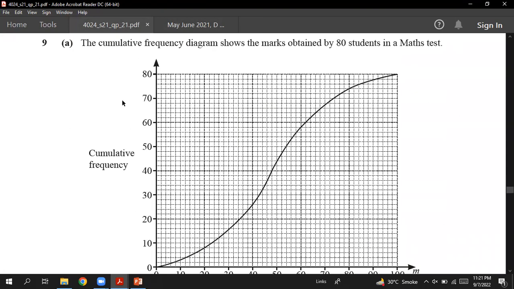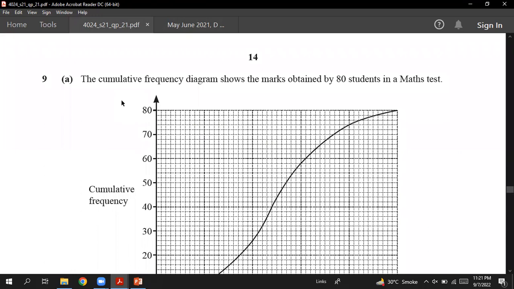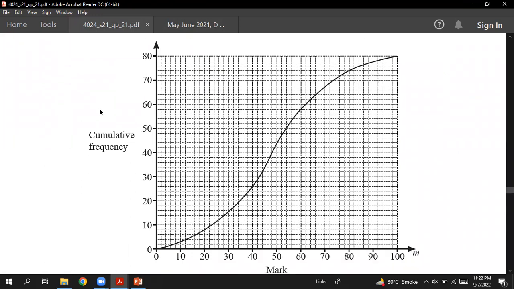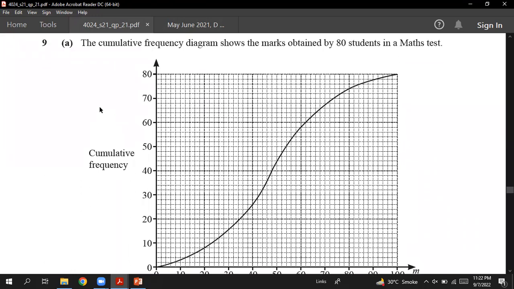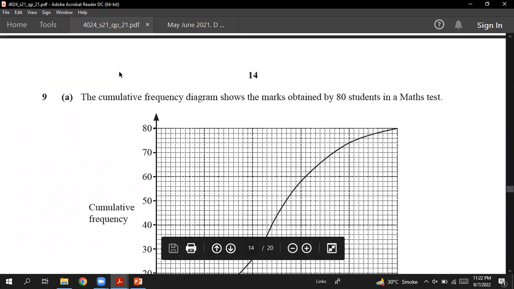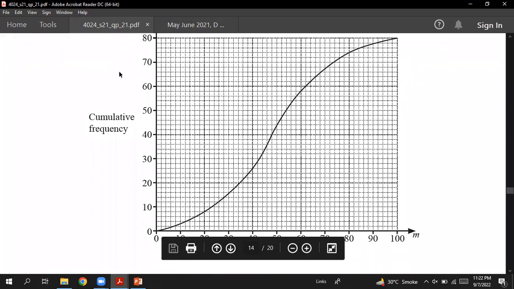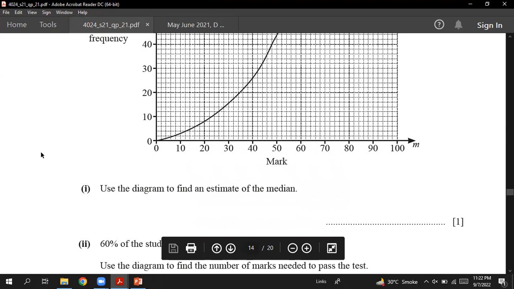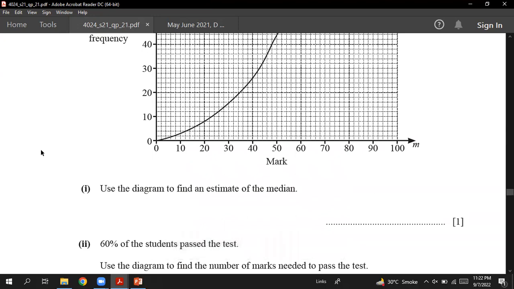So let's go to the next part, and the next part coming up on your screen is question number 9. It says the cumulative frequency diagram shows the marks obtained by 80 students in the maths test. Here we have the marks of the students, and here we have the cumulative frequency, and there were 80 students in this test. It's a cumulative frequency curve, and we use the diagram to find an estimate of the median.